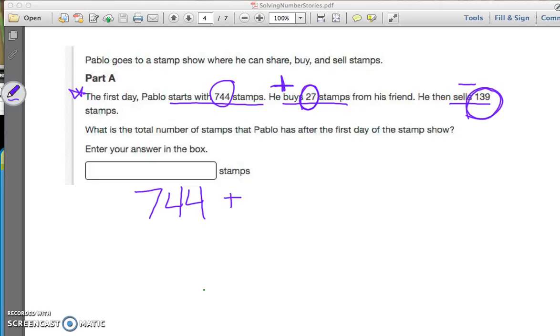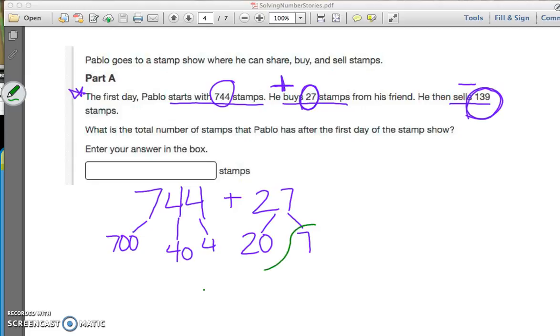So we have 744 stamps plus the 27 stamps he's about to buy. When we break down these numbers, right now all we're thinking about is how many tens and how many ones do I see? Well, I see 7 ones, and I see 20. I see 4 and 40, and then I see 700. This is also the expanded form of these numbers. Okay? So the easiest thing would be to add my ones place first.